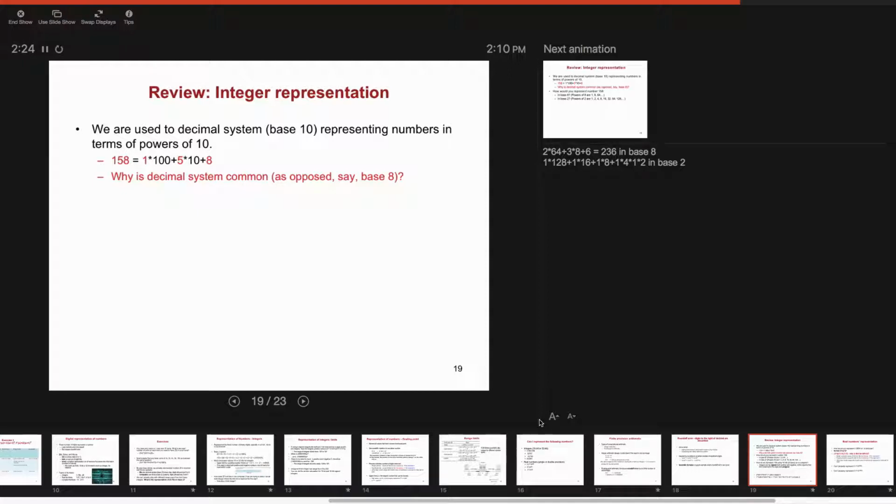In this case it's 100, and then I remove that. What I'm left with is 58, and the largest power of 10 that fits into that number is 10, and 5 of those. Then I remove that, so I'm left with 8, and that's 8 times 1. That's how I represent this number using digits 0 through 9, which are the 10 digits available in the decimal system. So if I wanted to translate this to base 8, what would I do?